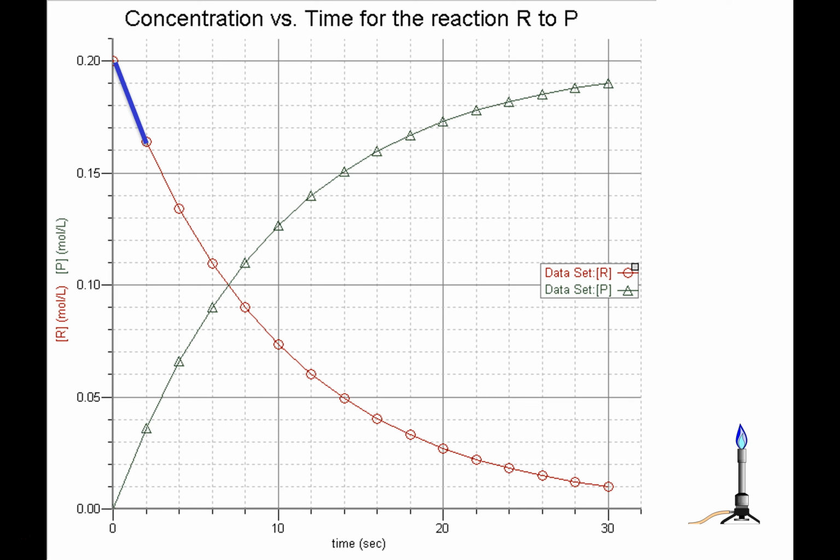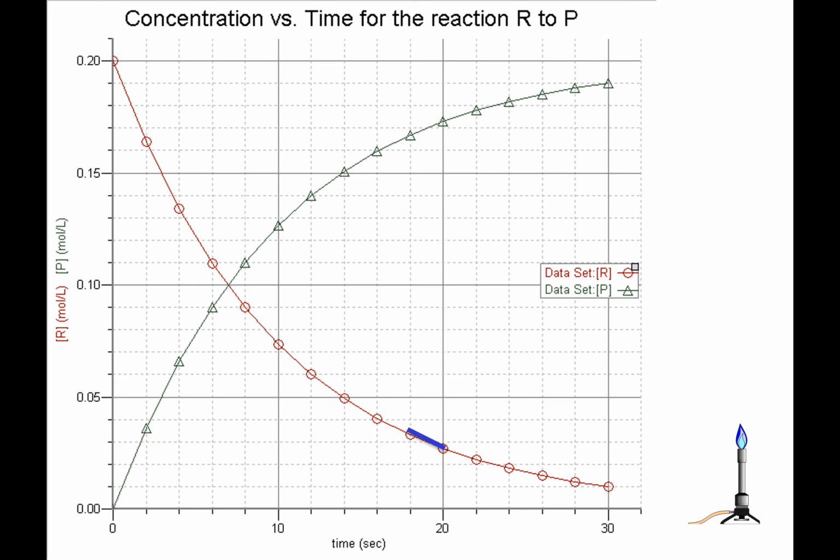So here we go. We could do it between 0 and 2 seconds. We could do it between 4 and 6 seconds. We could do it between 10 and 12 seconds. It's a subtle thing, but check out the slope. It's got a lot of vertical here, and it's kind of flattening out. So my rate is changing. The slope of that line is changing.